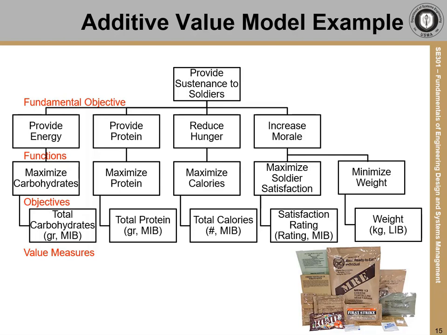Here you see a qualitative value model for an MRE. The fundamental objective is to provide sustenance to the soldiers. The functions are to provide energy, provide protein, reduce hunger, and increase morale. Each function has the objective or objectives shown beneath it. And finally, the value measures are total carbohydrates measured in grams, where more is better, total protein measured in grams, where more is better, total calories measured in number of calories, where more is better, satisfaction rating measured as a rating scale from 1 to 5, where more is better, and weight measured in kilograms, where less is better.